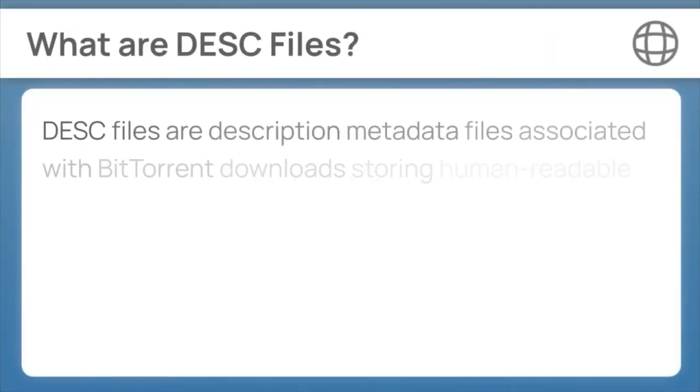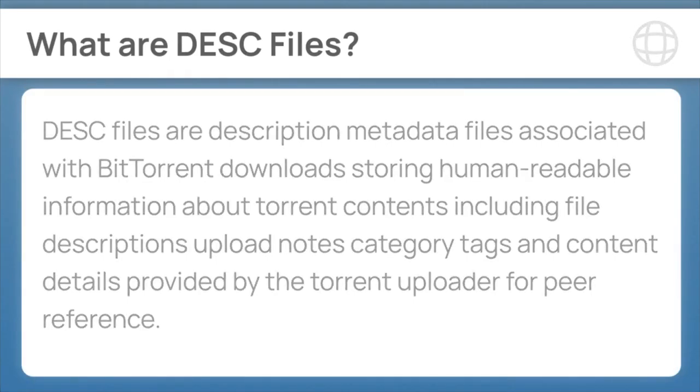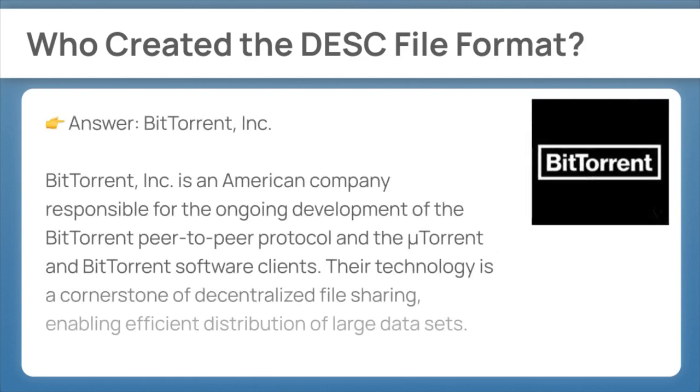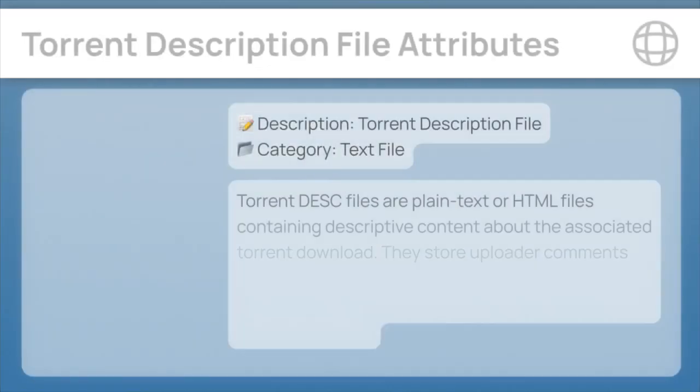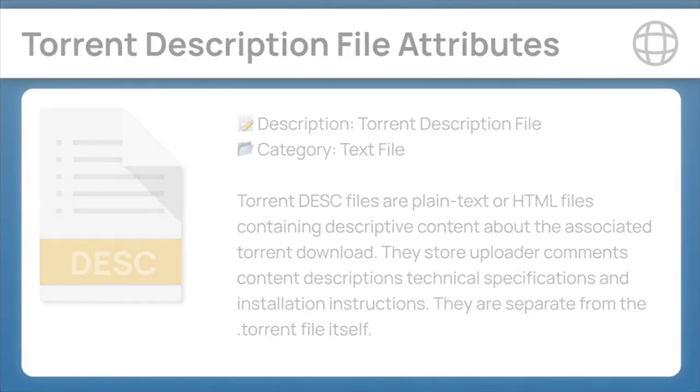DESC files are description metadata files associated with BitTorrent downloads, storing human-readable information about torrent contents, including file descriptions, upload notes, category tags, and content details provided by the torrent uploader for peer reference. Torrent DESC files are plain text or HTML files containing descriptive content about the associated torrent download. They store uploader comments, content descriptions, technical specifications, and installation instructions. They are separate from the .torrent file itself.